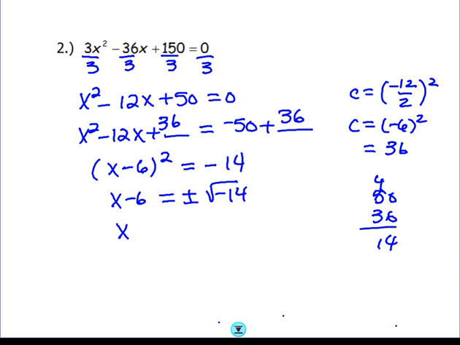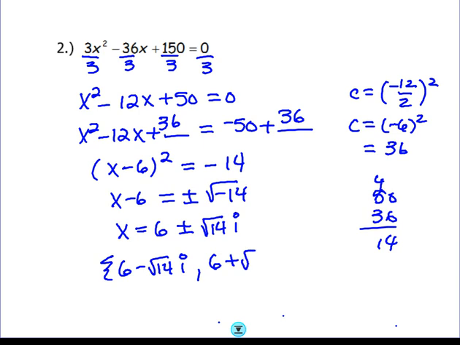So x is equal to, add the 6, plus or minus, pull the negative out, which makes it i. So I get plus or minus the square root of 14, and then i's on the outside. So my two solutions are 6 minus the square root of 14 i, and 6 plus the square root of 14 i.